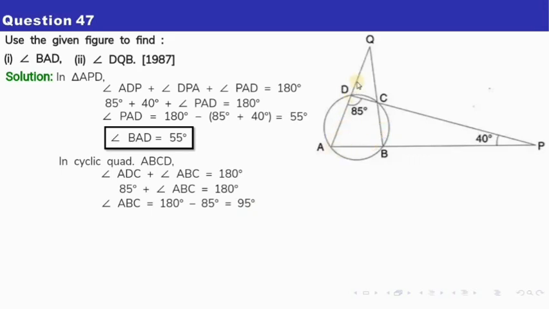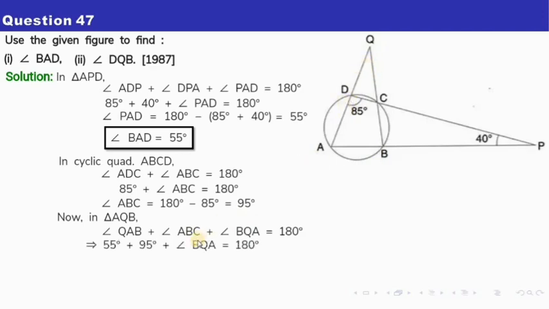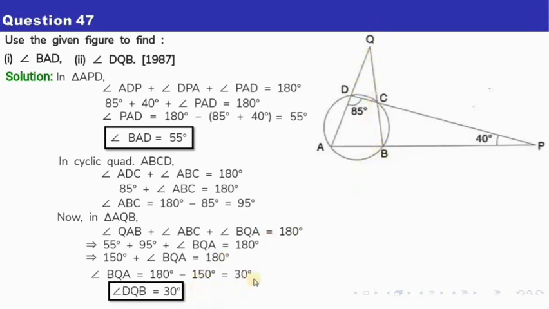All right, now in triangle AQB, the sum of the interior angles will be 180 degrees. Now what is QAB? QAB means this angle, so this angle is equal to how much? 55. All right, ABC is already 95. BQA means this angle, so let us find how much is this angle from here. So this angle BQA turns out to be 30 degrees. All right, so BQA is this angle. Now can I write this as DQB also? Yes, so this can be written as DQB as well. So from here DQB turns out to be 30 degrees. All right, so pause the video to note down.